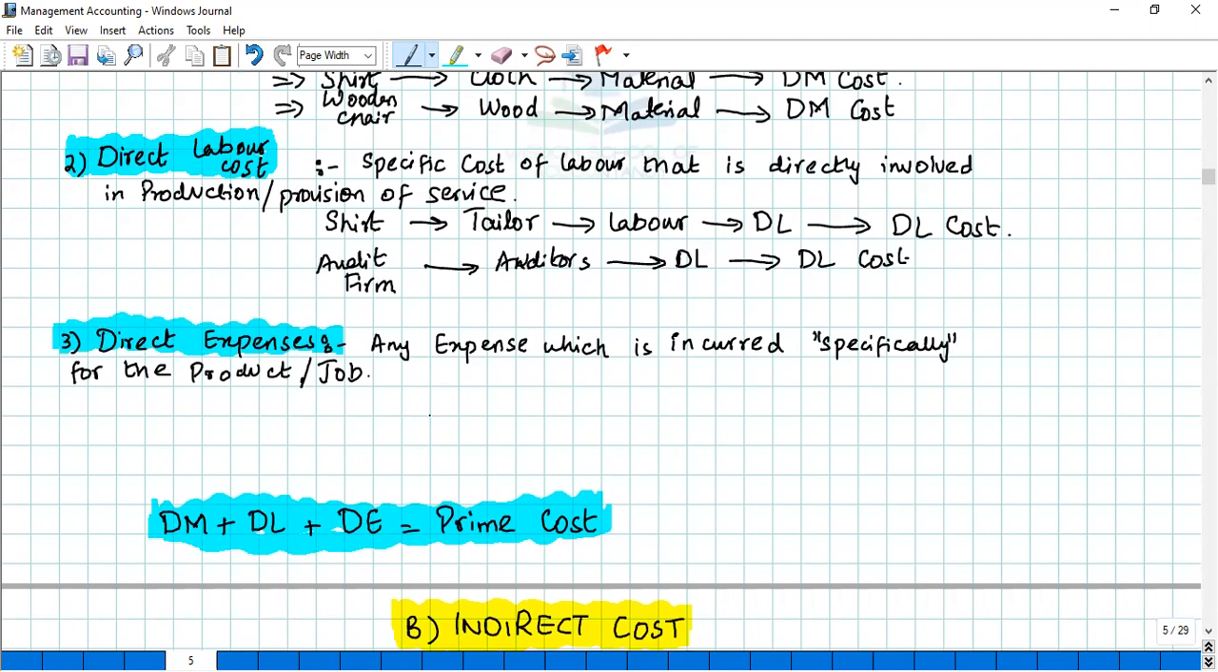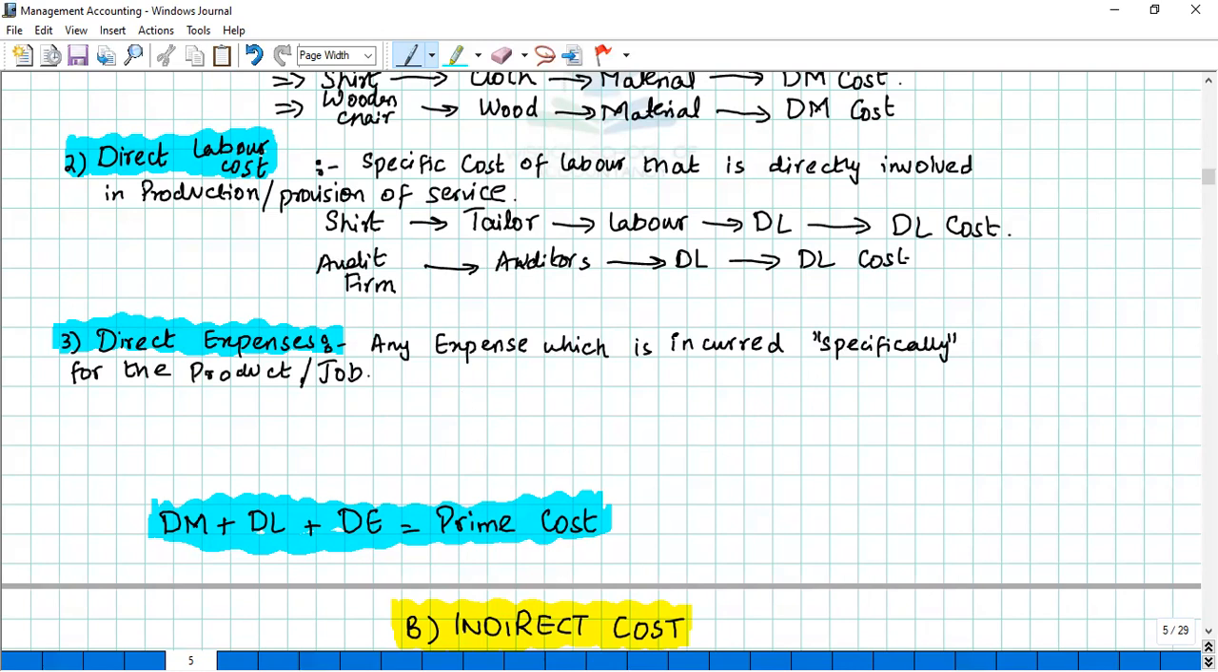Now, what is a direct expense? Any expense which is incurred specifically for the product or job. So any expense that is incurred just for a single specific reason will be known as your direct expense.